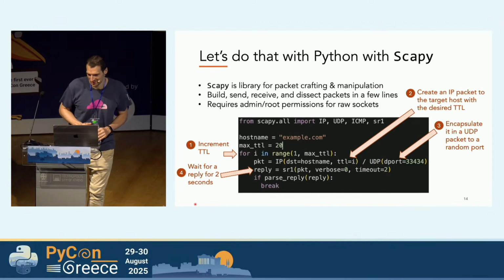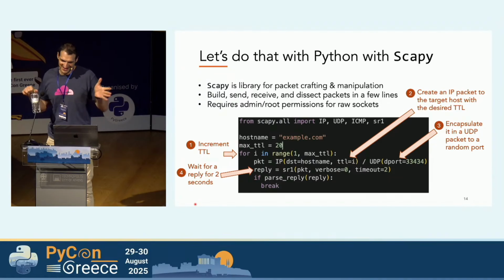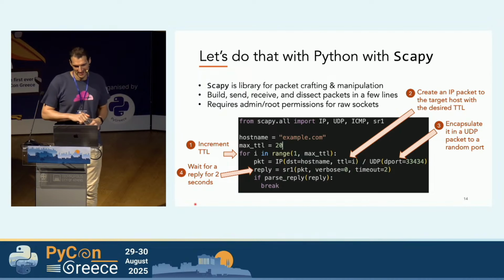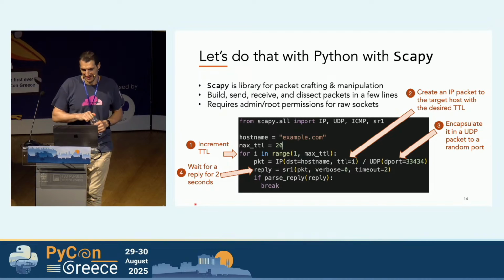But enough with these command line tools and the introduction. We are PyCon. And here is how to build a traceroute with Python. So there is this very nice library called Scapy. And Scapy lets us build, craft, manipulate, dissect network packets, right, with just a few lines of code.